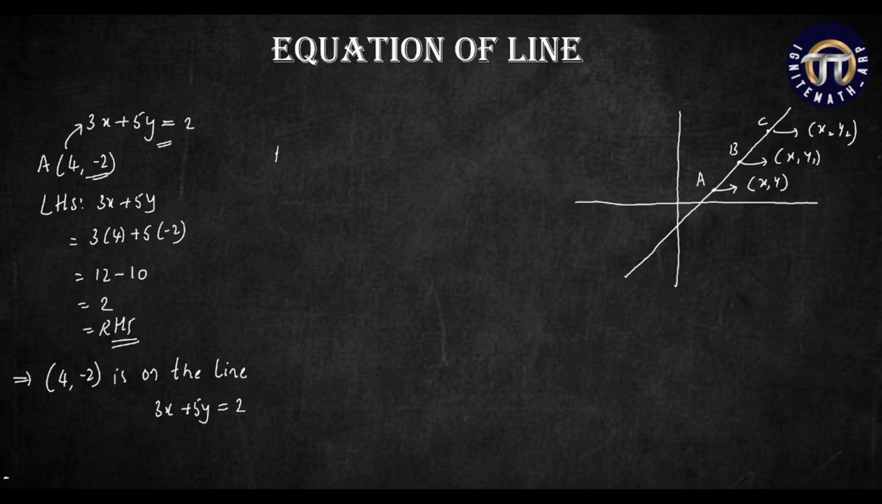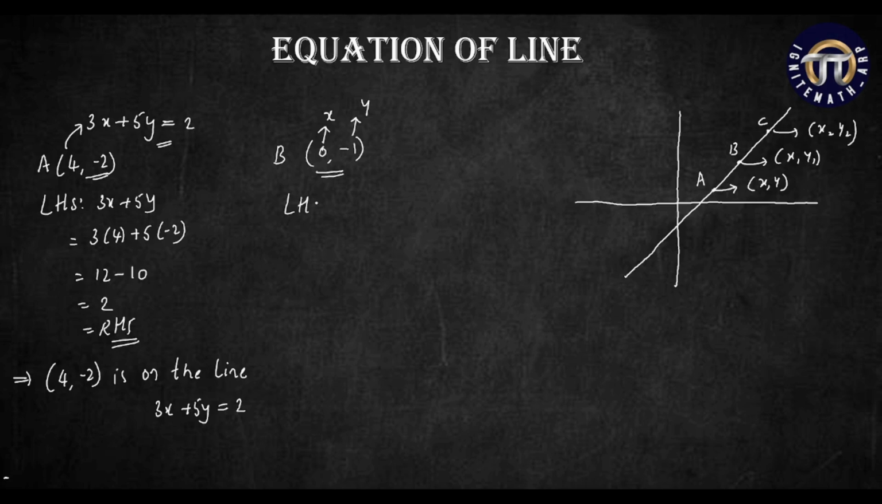Let me check one more point. The coordinate of B, randomly I'll take it as 0 comma minus 1. I need to check whether 0 comma minus 1 lies on this line or not, or I can say whether this line is passing through the point 0 comma minus 1 or not. Clear? So here this is x coordinate, this is y coordinate. You must know it is an ordered pair.